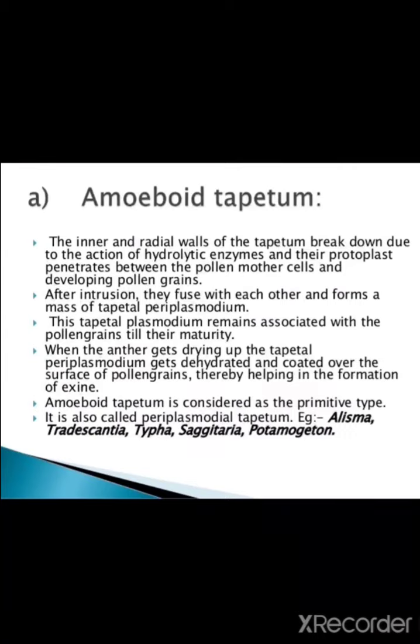When the anther dries up, the tapetal periplasmodium gets dehydrated and coated over the surface of pollen grains, thereby helping in the formation of exine. Amoeboid tapetum is considered as the primitive type of tapetum. It is also called periplasmodial tapetum. Examples: Tradescantia, Typha, Sagittaria, Potamogeton.